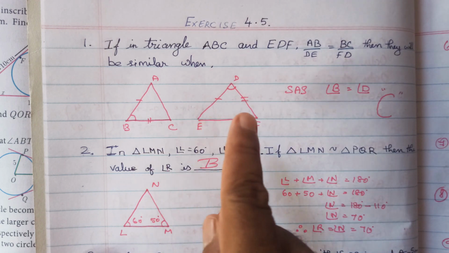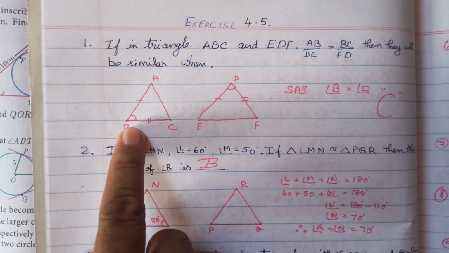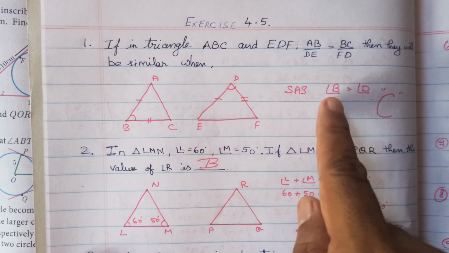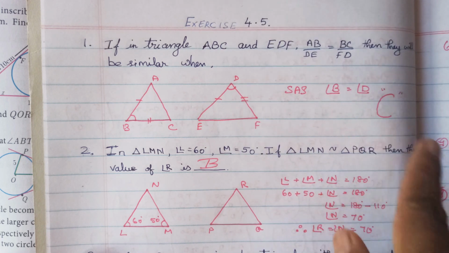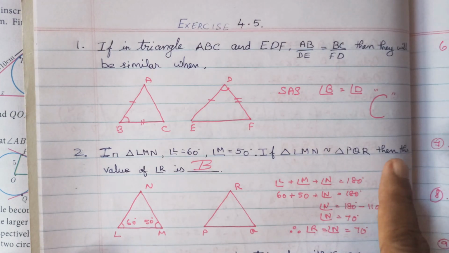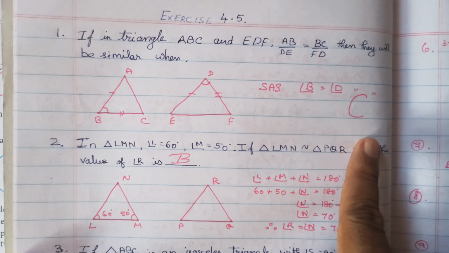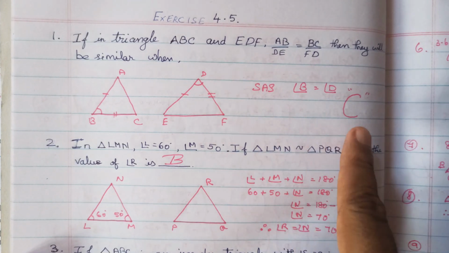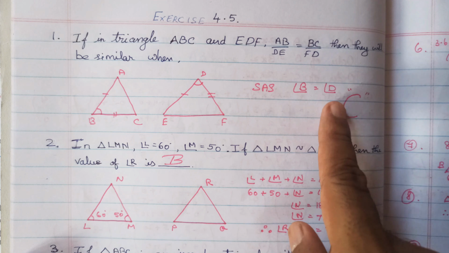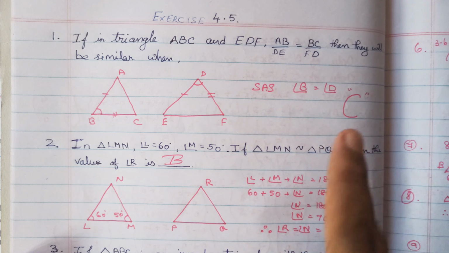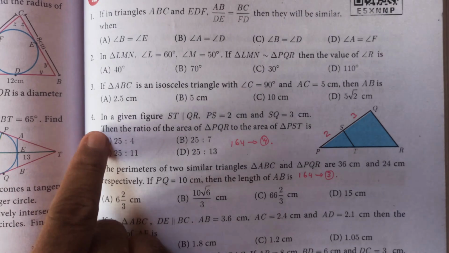So this will be similar only when the angle in between is equal. So angle B should be equal to angle D, and the option for it is C. Hence the correct answer is angle B equal to angle D. That option is C. Now we are coming to the second question.